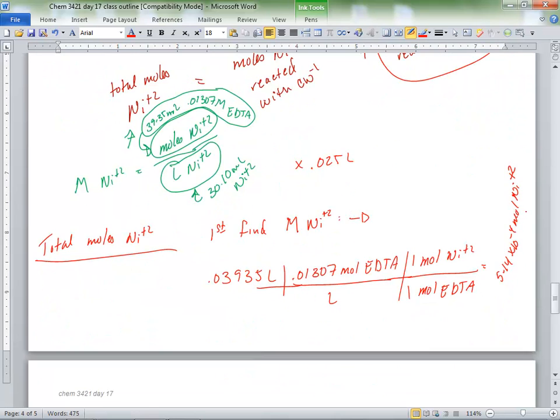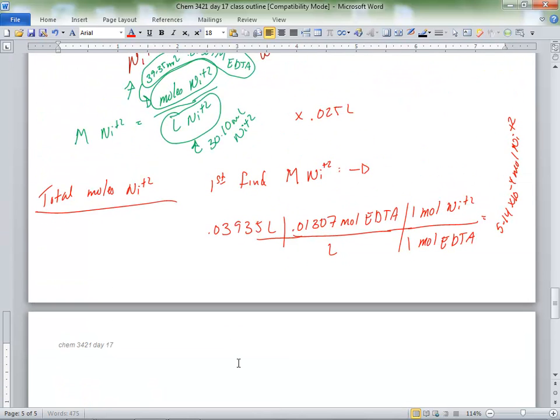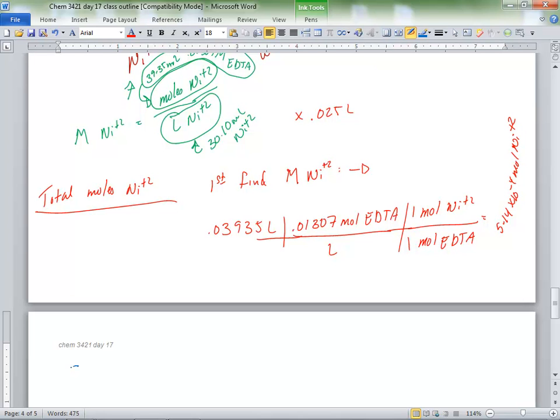But to get the concentration of the nickel, gotta divide moles by liters, right? So the concentration of the nickel would be 5.14 times 10 to the negative 4. We use 25 mils. Let's carry more digits, a bunch of digits.